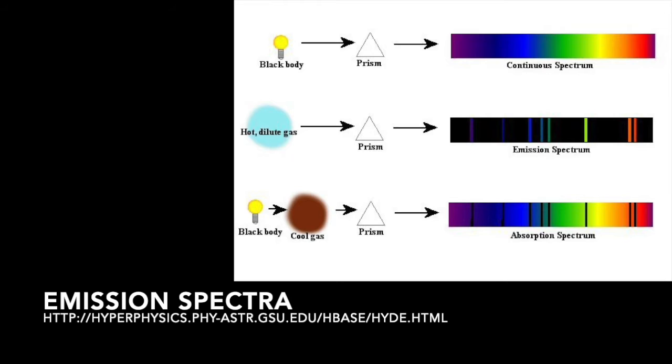In this panel, we show the continuum spectrum for black body radiation or a light bulb, and an emission spectrum for hydrogen or mercury or neon, a hot dilute gas. And the last lower panel shows an absorption spectrum.